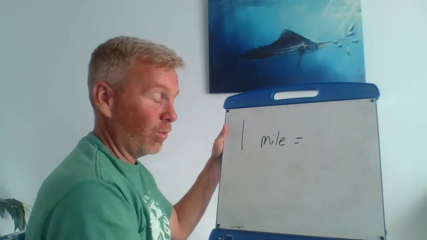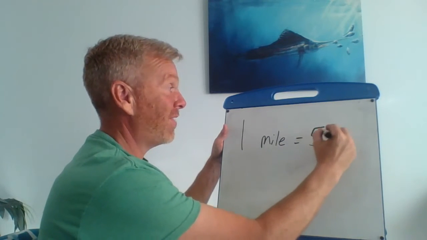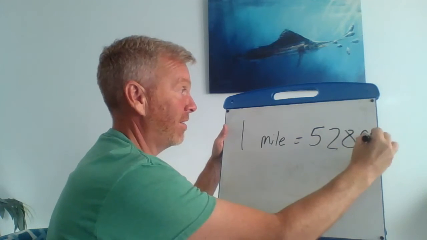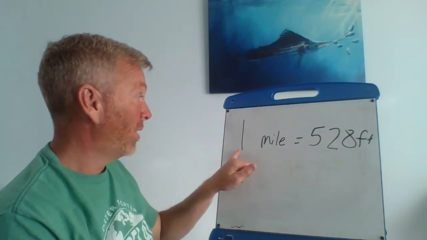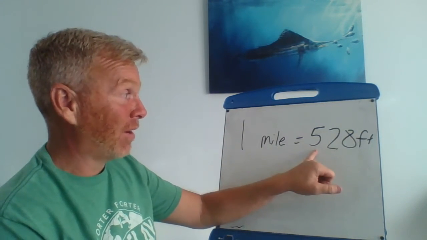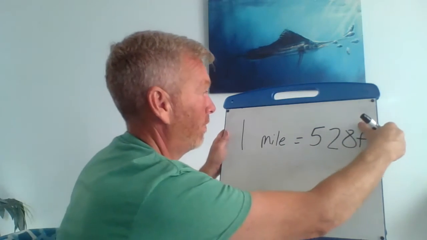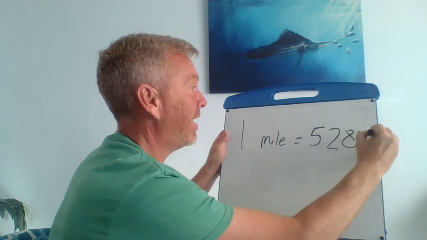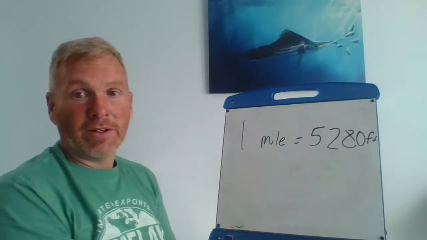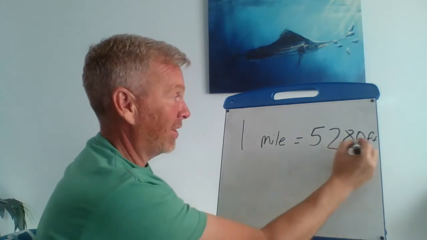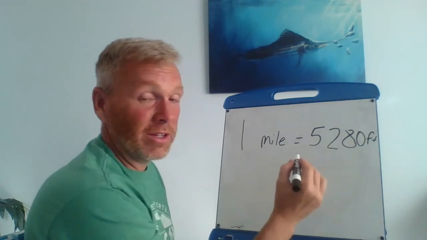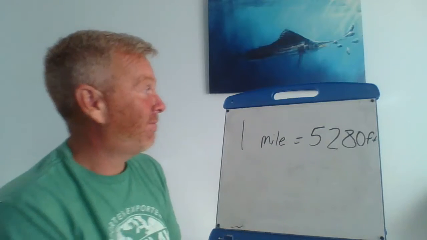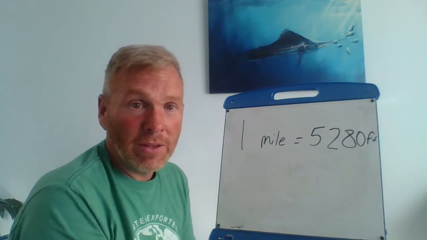is equal to 5,280 feet. Man, that's an ugly 8 right there. That's probably the ugliest 8 you'll see all year. Let's see if we can clean that up. 1 mile is equal to 5,280 feet.